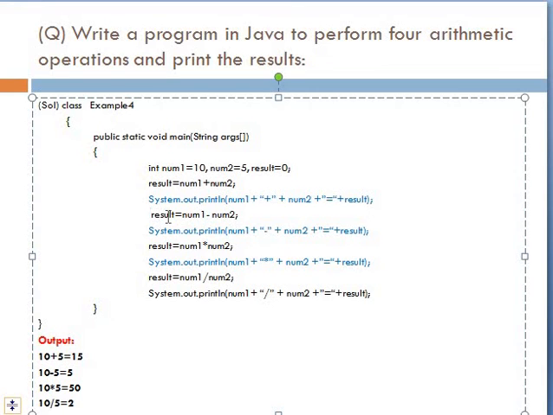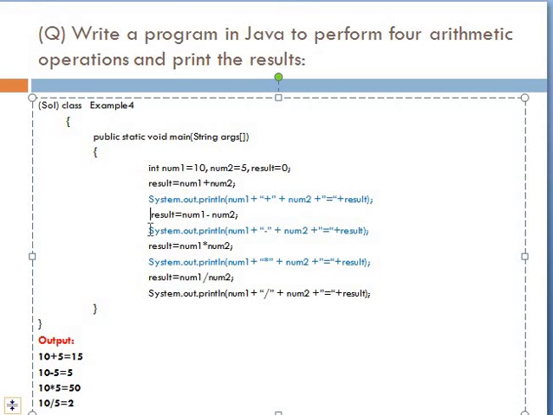Now this time the new value of result shall be equal to num1 minus num2. Now the operation performed is not addition, this is subtraction. As the value of num1 is 10 and num2 is 5, so 10 minus 5 shall give the new value of result as 5.